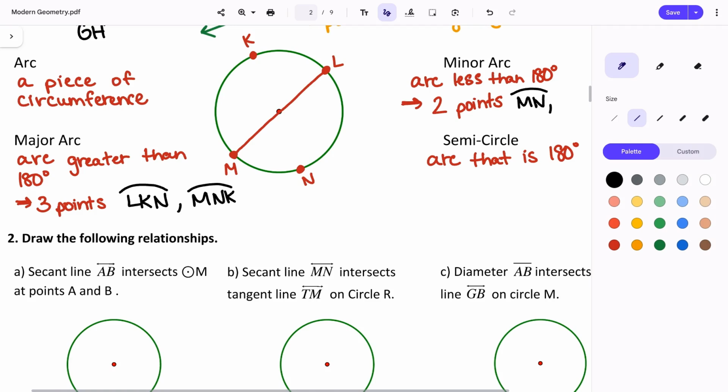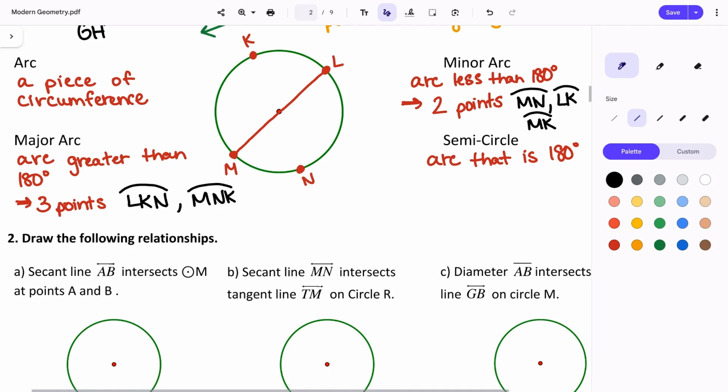You could say MK if you want. We'll add that here too. Those are all good examples. Again, order doesn't really matter. I could have flipped any of those letters around, N, M, K, L, K, M, and those would also be minor arcs. But those would all be less than 180 degrees, it looks like.